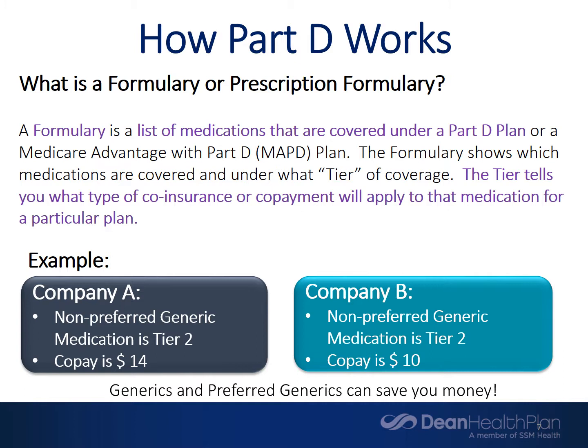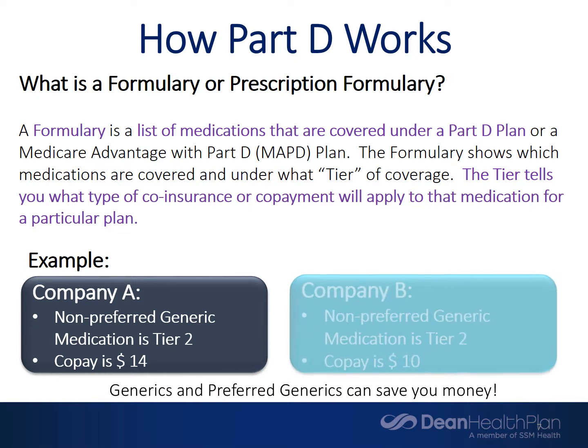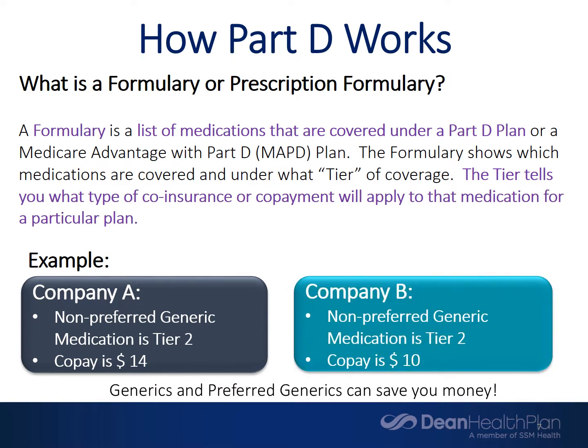Here's an example. Company A, non-preferred generic medication is a Tier 2. The copay is $14. In Company B, non-preferred generic medications in Tier 2, the copay is $10.